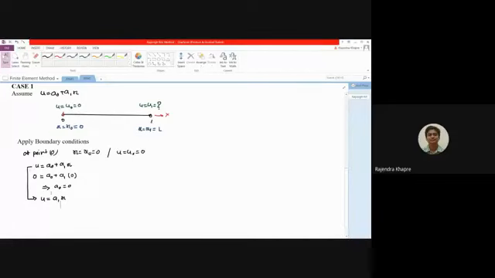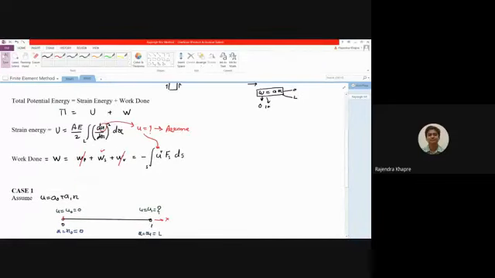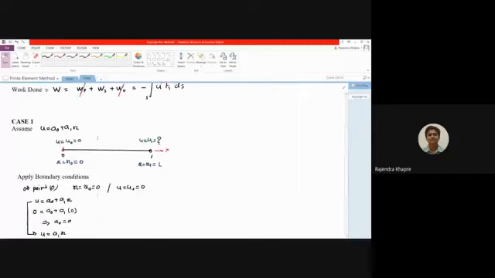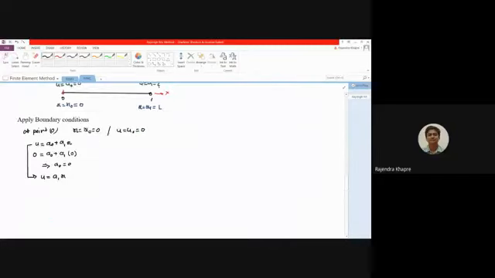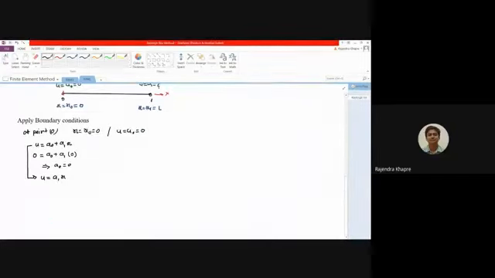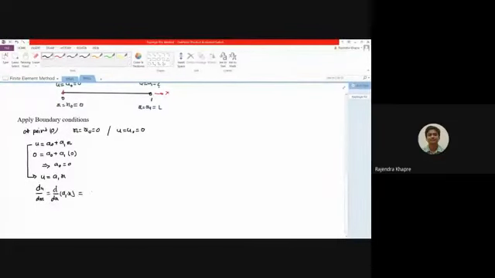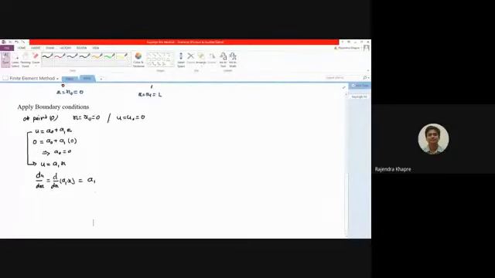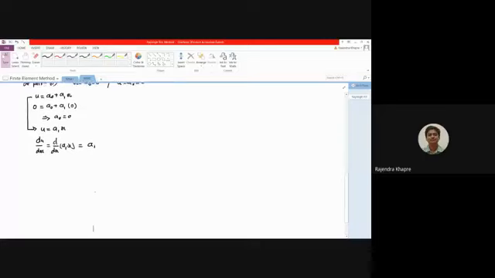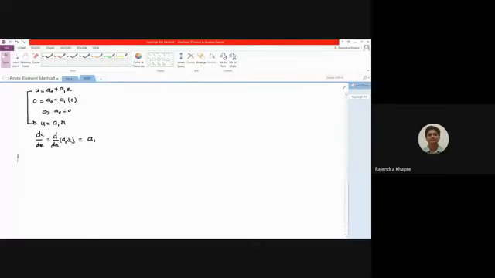So now in order to calculate the strain energy, I need to have du by dx. Okay, so you already have the value of u. From this I can easily calculate du by dx, that is d by dx of a1 into x. So if you solve this, what you are going to get is only a1. Okay, I hope this is clear to you. So now based on this information, let me calculate the strain energy.